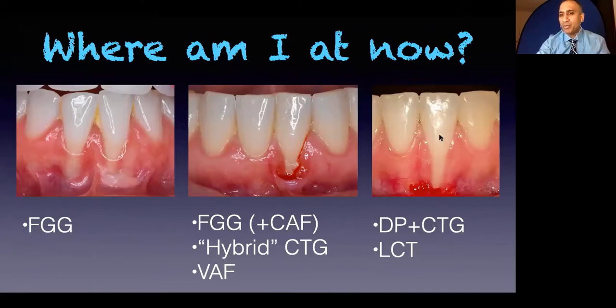And for more severe recessions that are more narrow, definitely a double papilla and a lateral closed tunnel. I've not done a lateral closed tunnel as yet, but I'm hoping that when the right case presents itself, that I'll be able to do that.